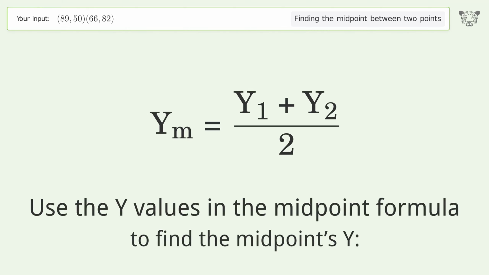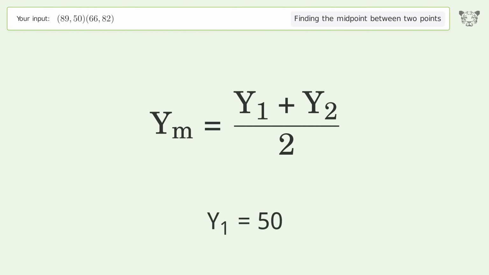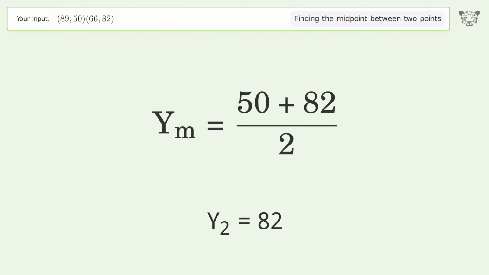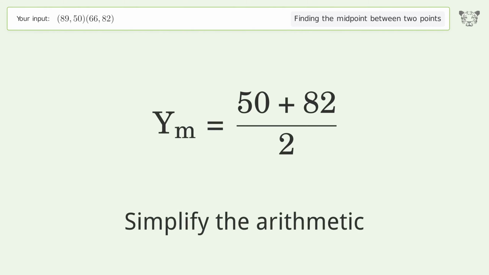Use the y values in the midpoint formula to find the midpoint's y. y1 equals 50. y2 equals 82. Simplify the arithmetic.